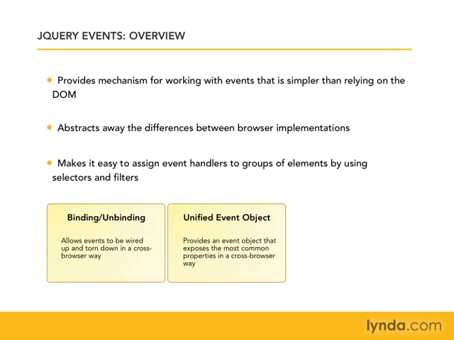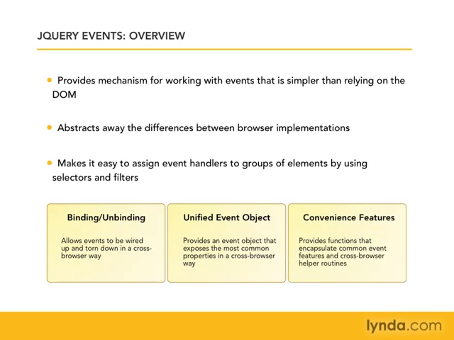And then finally, there's a bunch of convenience features. These are basically functions that encapsulate a lot of common event features and helper routines that work across browsers. And we'll see an example of those as well. So now that we understand what event handling in jQuery is and what we're going to do, let's see a good example.